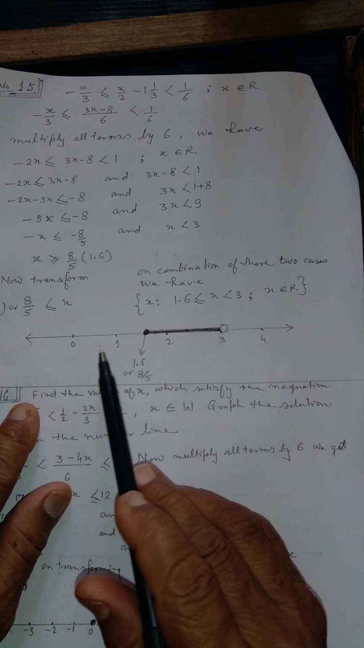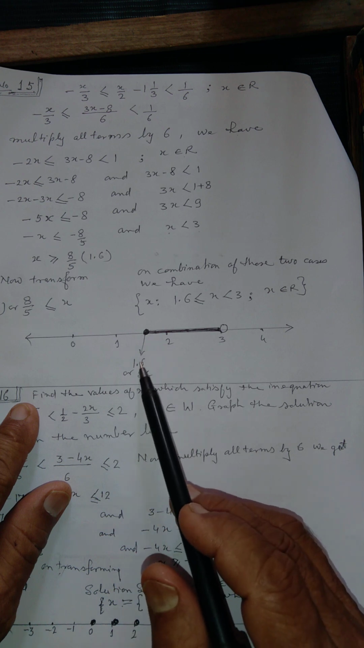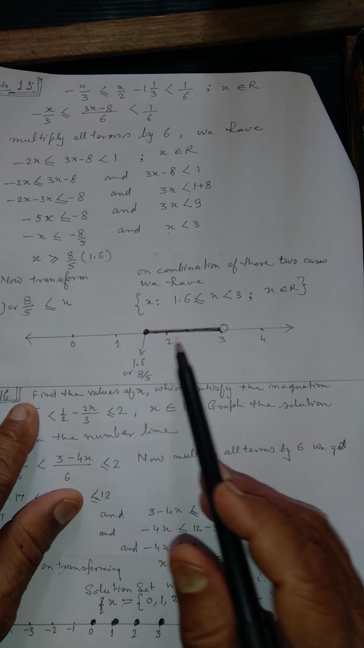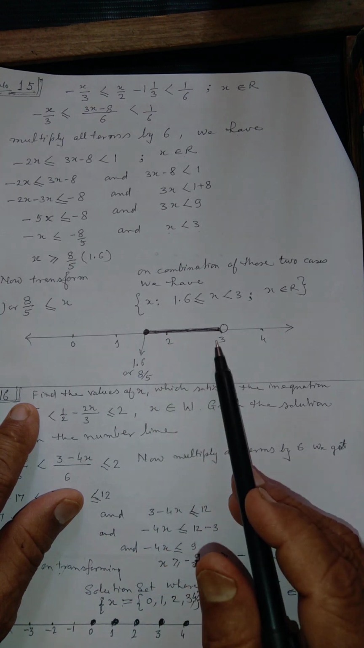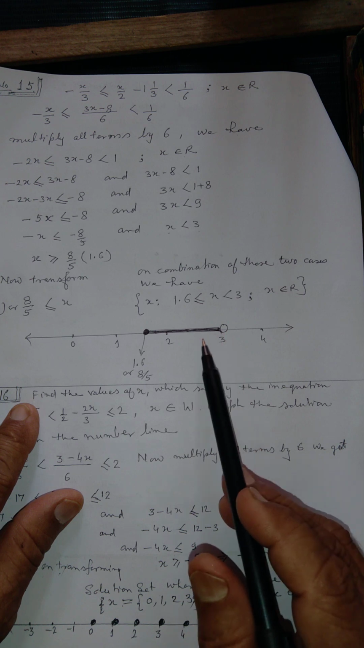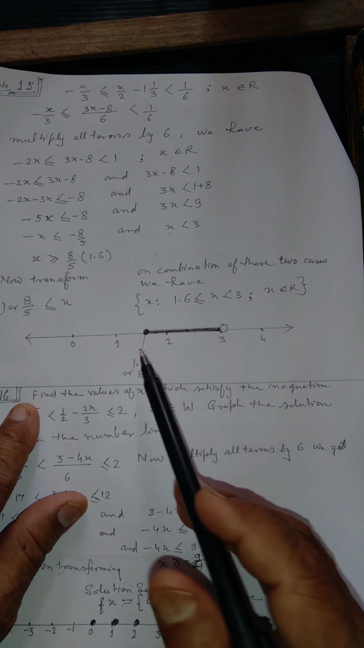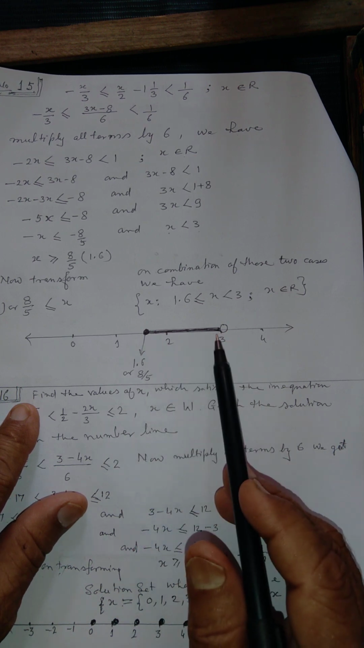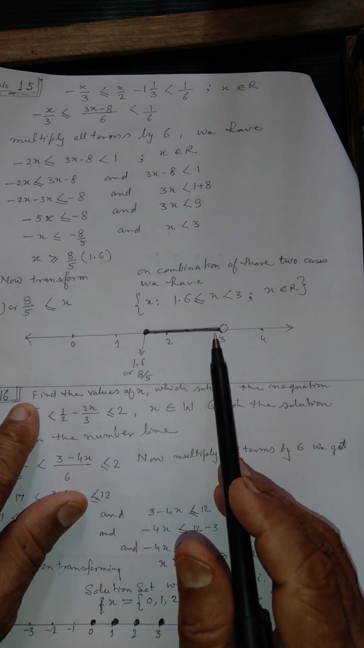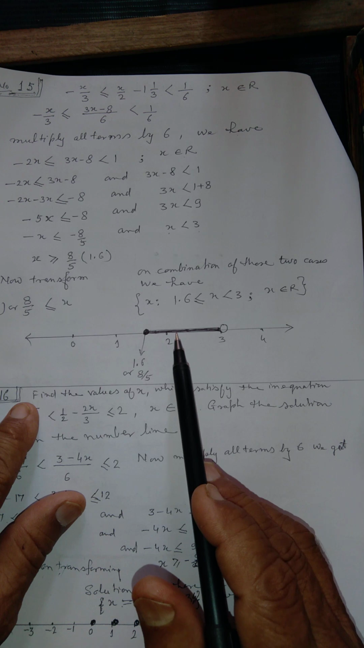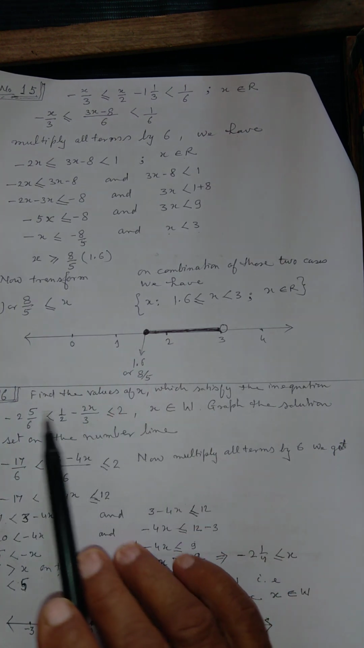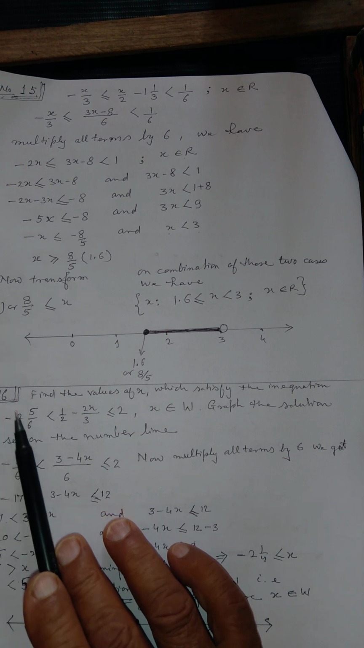Now you see on the number line graph, 1.6 has been represented here with the dark circle, and 3 is a blank circle or open circle, you can say. So from this point to this point will be the solution set for the question number 15. Now proceed to the question number 16.